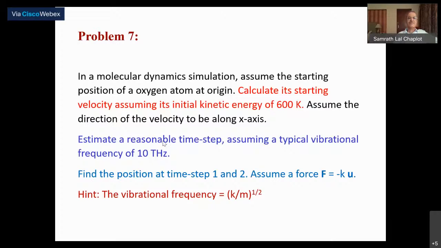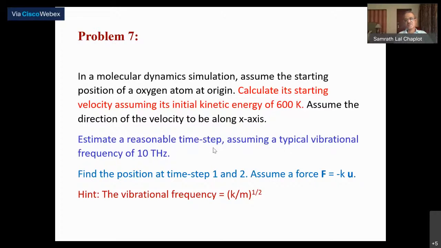Then let me do this. Now, what is the time step I should use to simulate it? You easily notice I'm only trying to simulate a simple harmonic oscillator here. Although its oxygen atom may be in a solid, I'm just doing a molecular dynamics simulation of a simple harmonic oscillator. Start the atom at the origin, give it a kinetic energy, and this simple harmonic oscillator has vibrations along the x-axis.